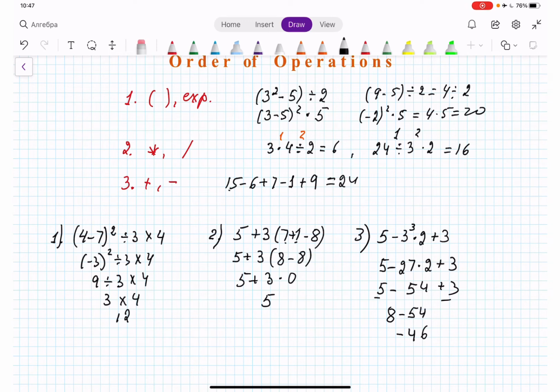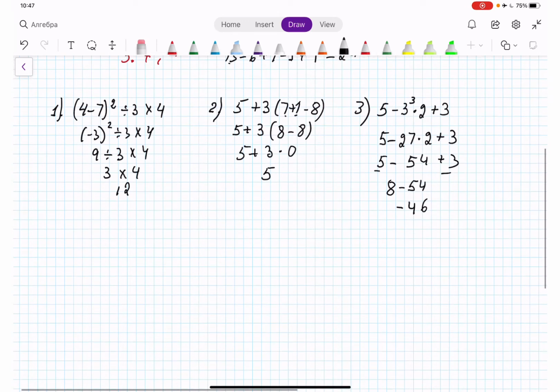Okay, question number 4. What do we have here? 6 plus 90 divided by 5 times 3 minus 8. Okay, so first we are doing division, right? Second we are doing multiplication, and then we can do either subtraction or addition first.